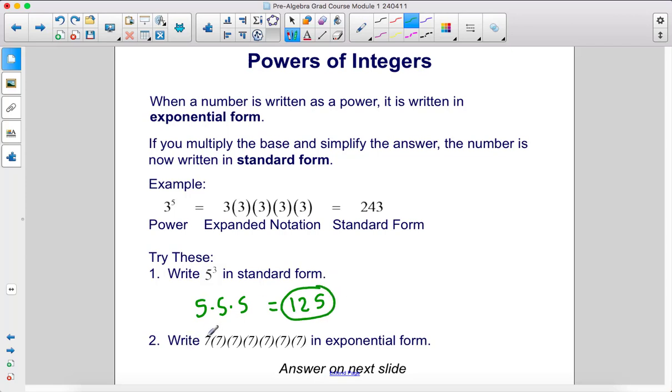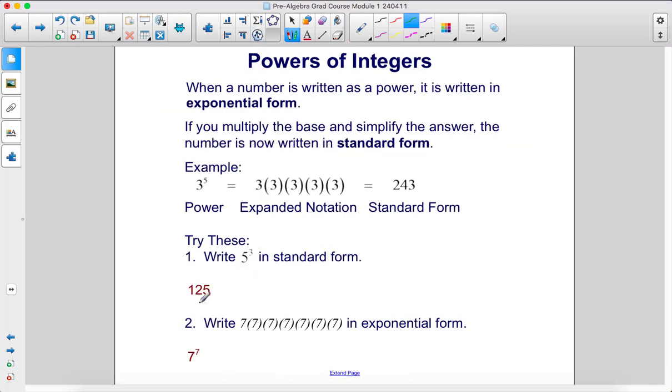Then write this in exponential form. Well, the number being multiplied by itself a bunch of times is 7. So our base is 7. And how many times? 1, 2, 3, 4, 5, 6, 7. 7 to the 7th. And here are our answers, 125 and 7 to the 7th. You can say 7 to the 7th. You don't have to say 7 to the 7th power.